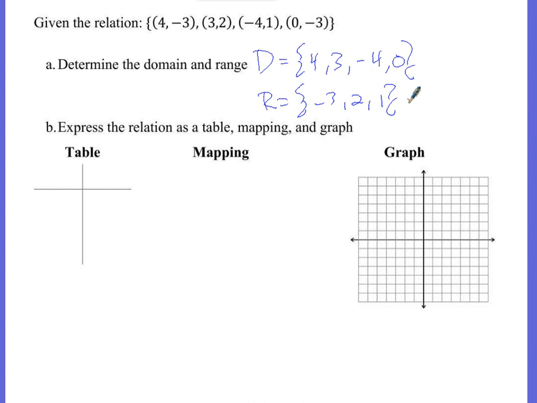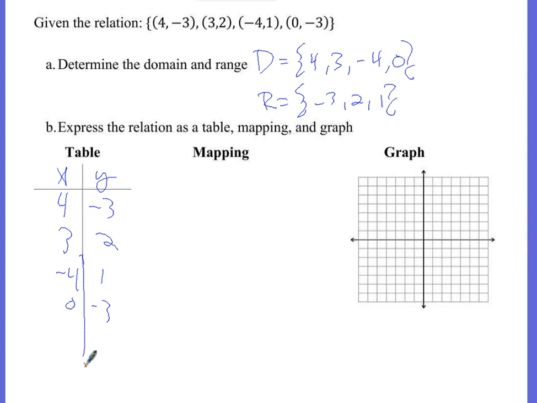How about the table? What do? X and y. Got to label your columns. And then just write down your ordered pairs. 4, -3, 3, 2, -4, 1, 0, -3. So I guess that line should come down a little bit. There you go. For the mapping, what do?